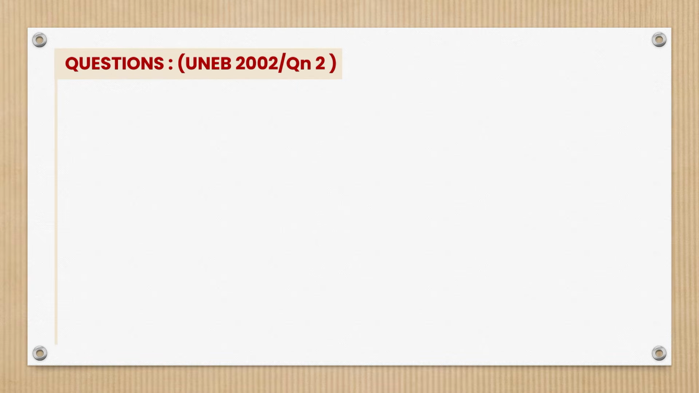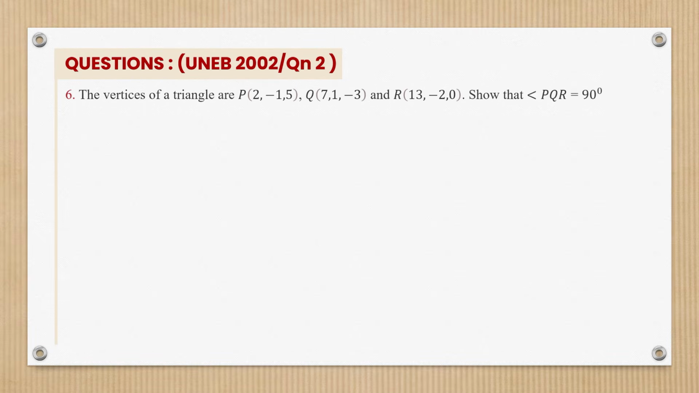Let's look at another question from UNEB 2002, and this was question number 2. We're told that the vertices of a triangle are P (2, -1, 5), Q (7, 1, -3), and R (13, -2, 0). Show that the angle PQR is equal to 90 degrees. So represent this on a triangle.